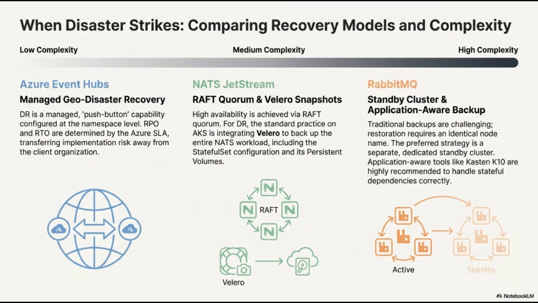At a medium complexity level, NATS Jetstream utilizes Raft Quorum and Valero snapshots. While high availability is achieved via the Raft Quorum, disaster recovery on AKS typically involves integrating Valero. This allows for backing up the entire NATS workload, including the stateful set configuration and its underlying persistent volumes.